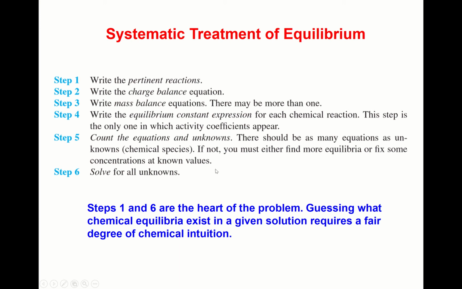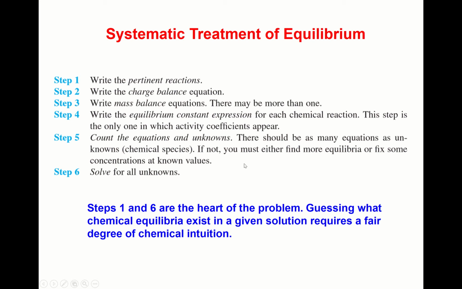And then finally you solve for all unknowns. Steps 1, writing chemical reactions, and 6, solving for all unknowns, are the heart of the problem. Guessing what chemical equilibria exist in a given solution requires a fair degree of chemical intuition. So actually solving this kind of problem is not simple. But in principle, all the problems must be solved.